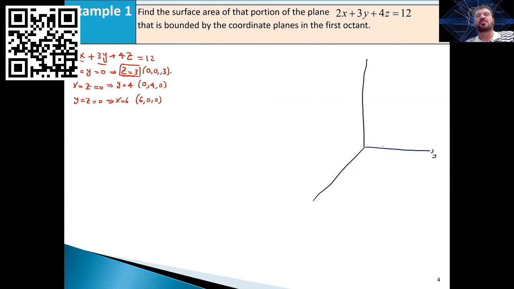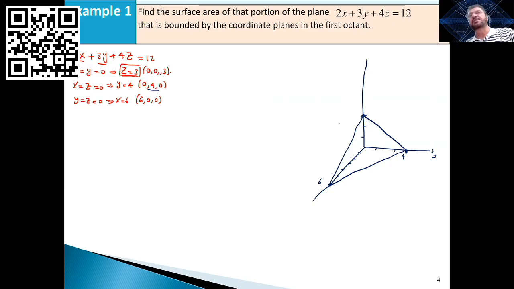Here's the y-axis. On the y, it's 4: 1, 2, 3, and 4. On the x, it's 6: 1, 2, 3, 4, 5, and 6. On the z-axis, it's 3: 1, 2, and 3. So I have 3 points, guys, here. If we connect those with a straight line, and here with a straight line, and this one here.